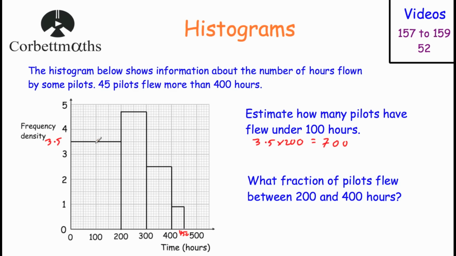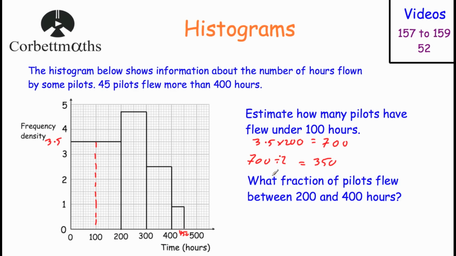Now, under 100 hours, well, that would be half of the pilots. Our estimate, our guess, will be that it's half of the pilots. So we're going to do 700 divided by 2, and that's equal to 350. So that's our educated guess to how many pilots have flown under 100 hours. We do know the 700 flew between 0 and 200 hours, and our estimate is that half of those, 350, have flown for under 100.